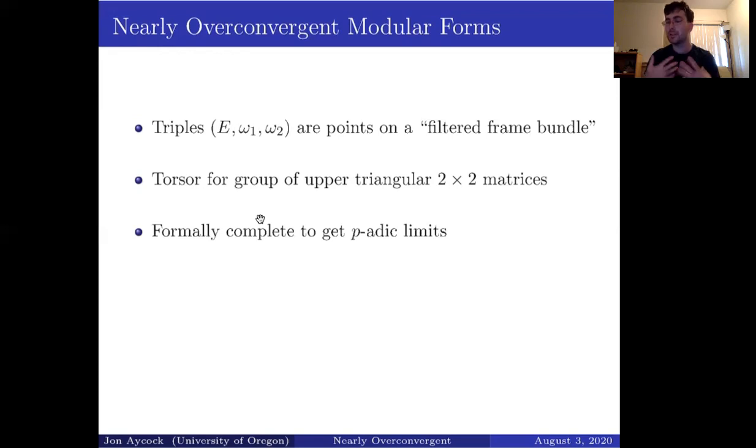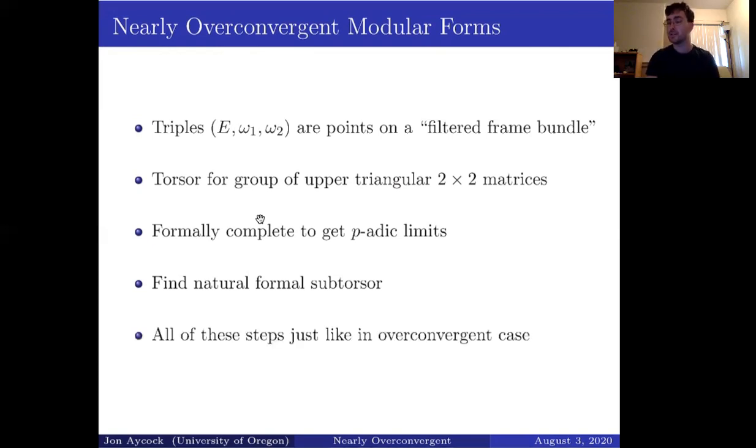We are going to formally complete the functions on this filtered frame bundle to get the p-adic limits. We're going to find some natural formal subtorsor to this, and the functions on that natural formal subtorsor, which live over an overconvergent locus, those are going to be our nearly overconvergent modular forms. So all of this is just like in the overconvergent case. We just have this extra little bit of data where we have the entirety of the de Rham cohomology trivialized instead of just the cotangent bundle.